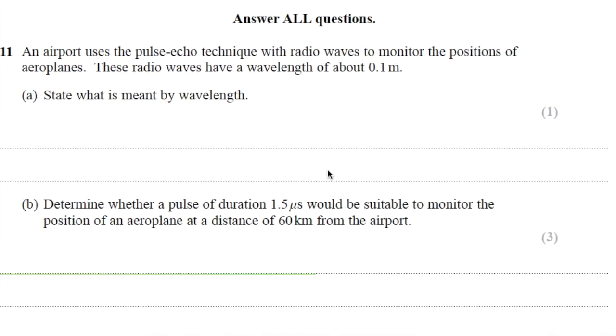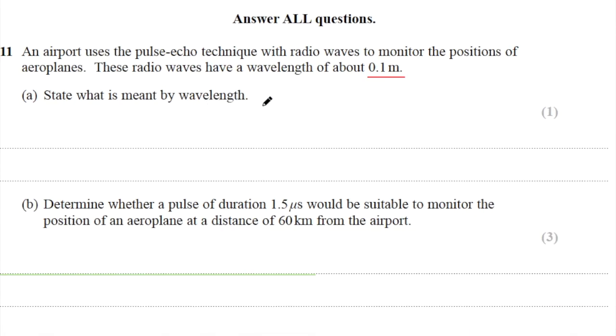Question 11. An airport uses the pulse echo technique with radio waves to monitor the positions of aeroplanes. These radio waves have a wavelength of about 0.1 meters. So the information given is 0.1 meters. Then you've got: state what is meant by wavelength. It's just 1 mark. You might be thinking it's easy.